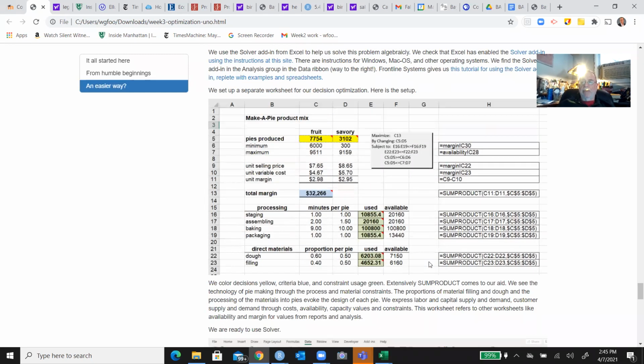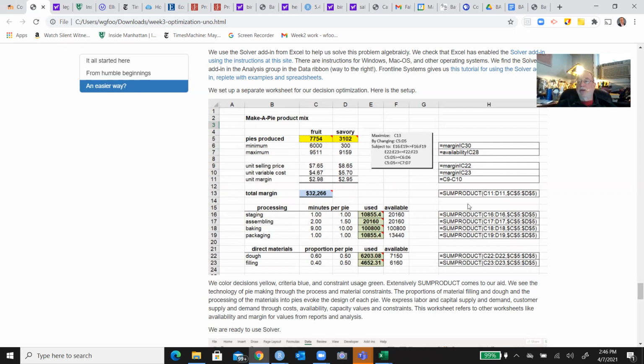Is there an easier way to do this? Oh gosh, yes, there is. We have an algorithm. We have an add-in in Excel, called the Make a Pie product mix, and this is weekly, should say weekly. Here are all of the different pieces.